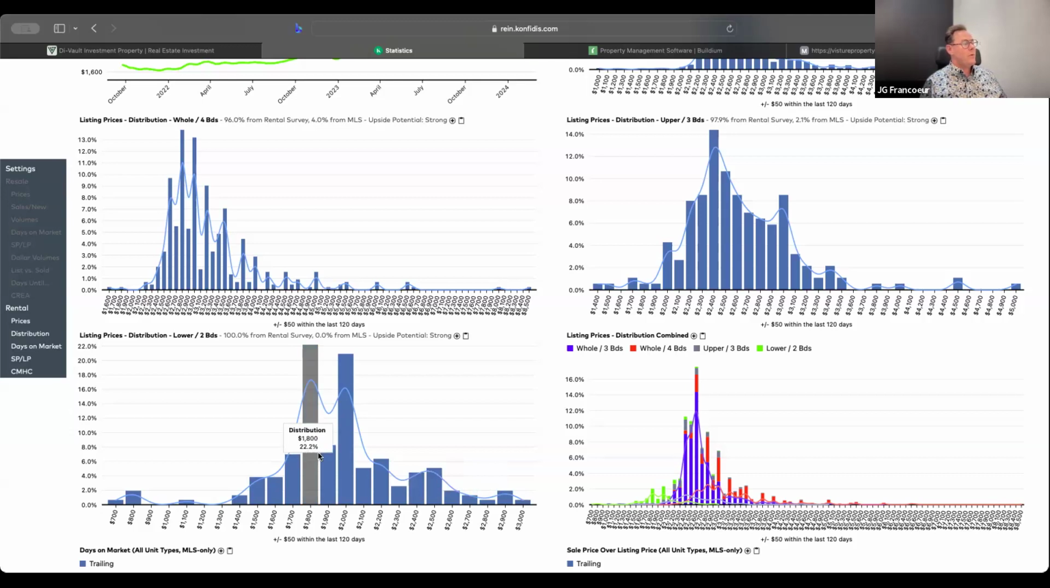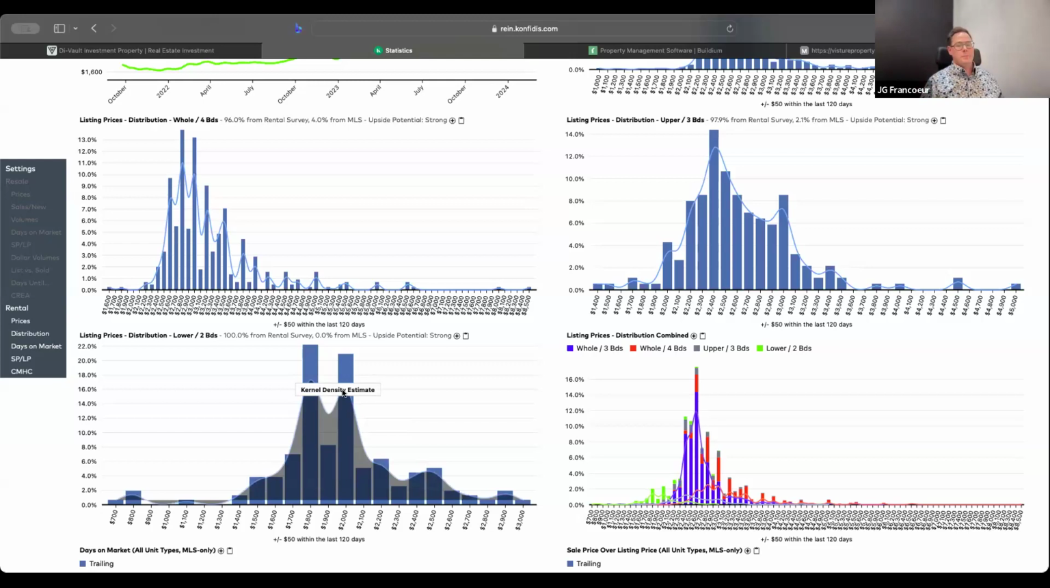So even though the bulk of the distribution is between 1,800 and 2,000, in Ottawa you could feel comfortable, again, assuming you have a good place in a good location with good finishes. There's no reason you can't get 2,200, 2,300, 2,400. There's lots of opportunity there. See, Denise and Stuart getting 2,150, right? That's exactly what I was just saying.